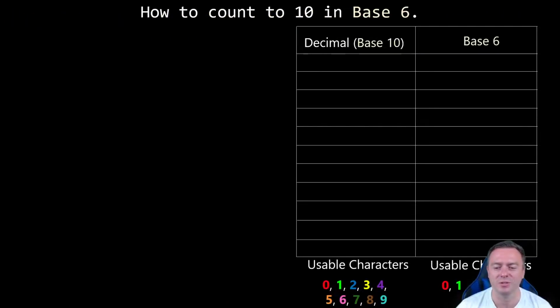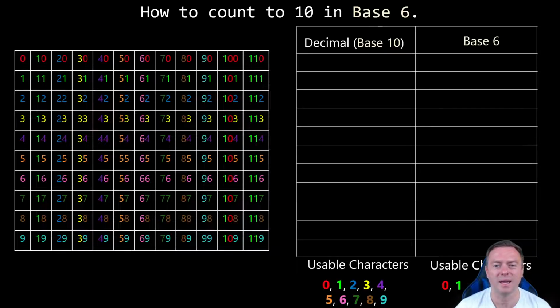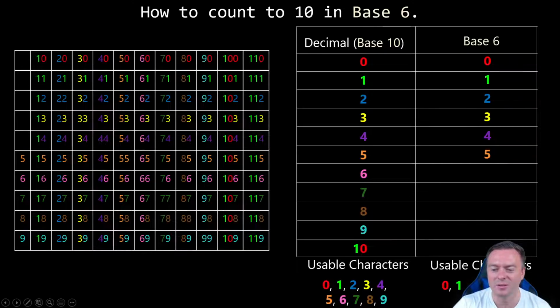So we have these usable characters down here in our normal system. With the base 6, you can only use 0, 1, 2, 3, 4, 5. You cannot use 6, 7, 8, or 9. So if we go through our table, you can do the same. So 0 is the same, 1's the same, 2's the same, 3's the same, 4's the same, 5's the same, but 6 is an illegal character. We cannot use that to describe our system. So we basically cancel that out. So then 6 is actually 10, right?